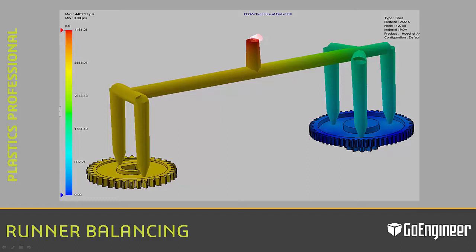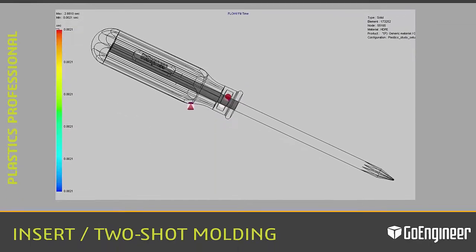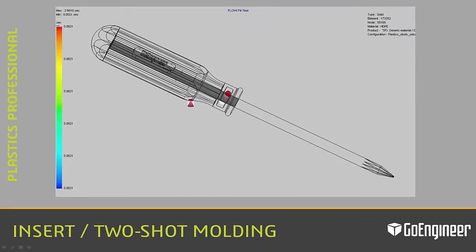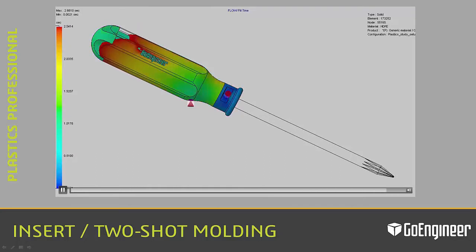The runner balance tool runs through iterations automatically, making adjustments until the part fills with equal time and pressure. Insert overmolding is a process where melted plastic is injected over or around some other part that is effectively an insert inside of the mold cavity. The insert may be plastic, metal, or some other material. In this two-shot molding example, the hard rigid screwdriver handle is overmolded on the shaft, and then a soft rubber material is injected over the handle for the grip.